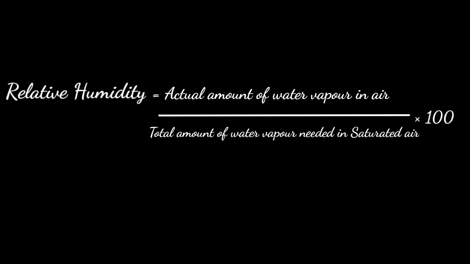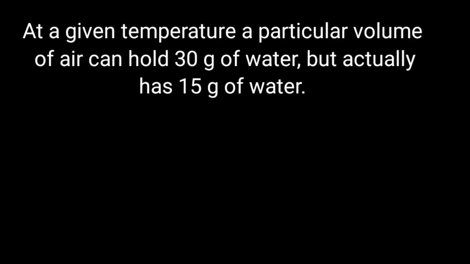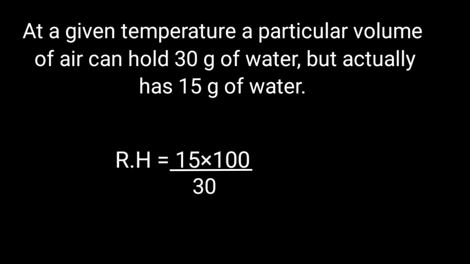So for example, say at a given temperature a particular volume of air can hold 30 grams of water vapor, but actually it has 15 grams of water vapor. So relative humidity is equivalent to 15 into 100 divided by 30, then we'll be getting 50%. That is, the air has 50% humidity, so 50-50 chances of rainfall.